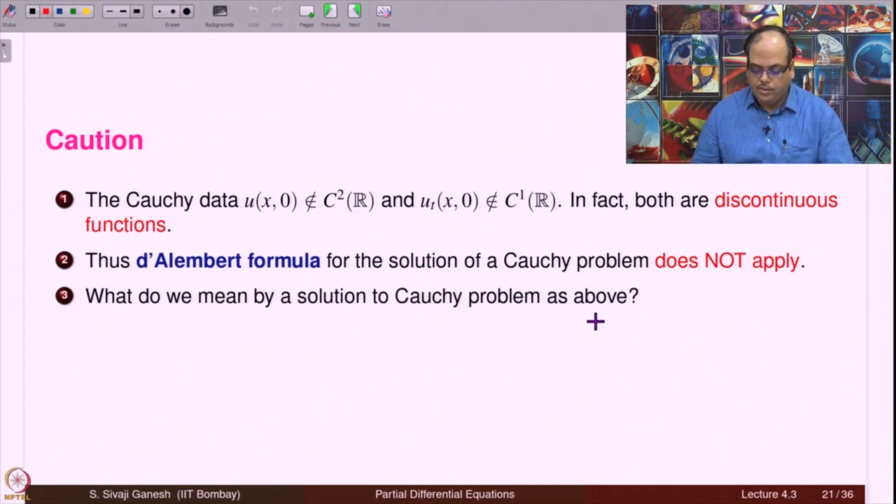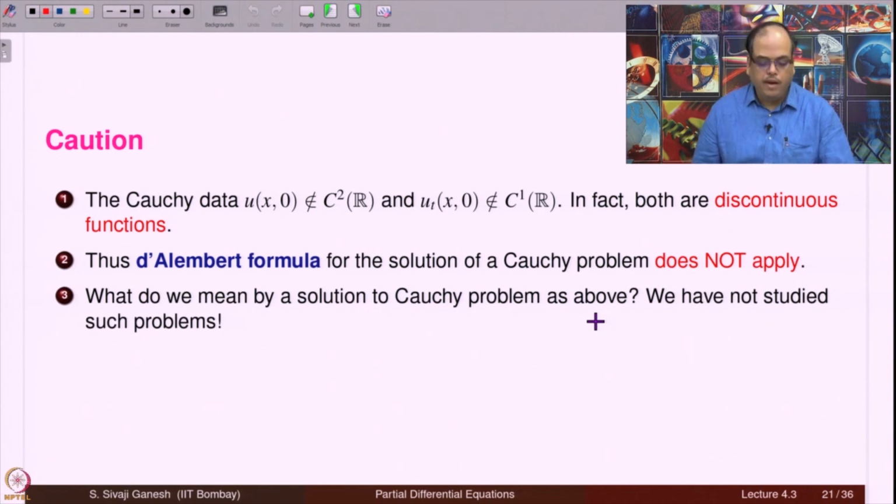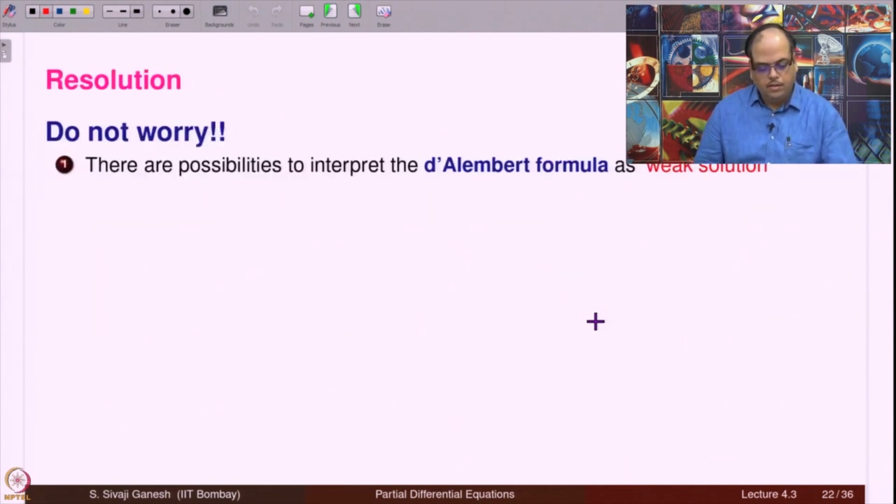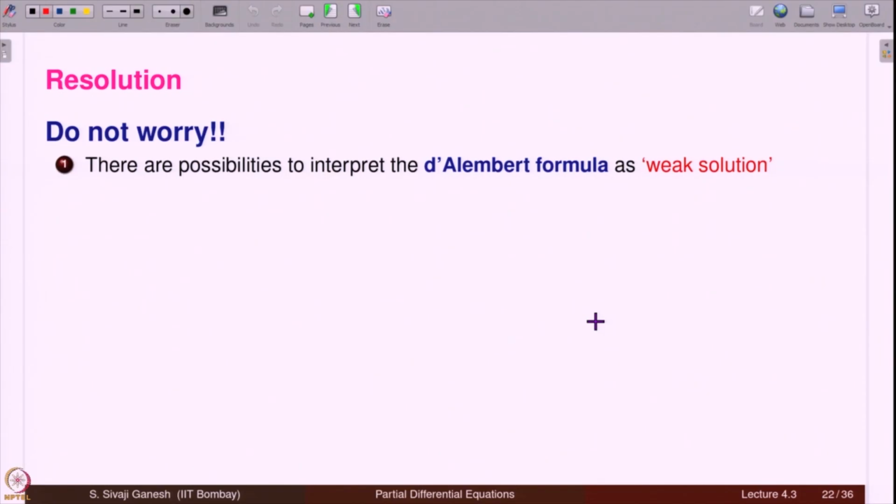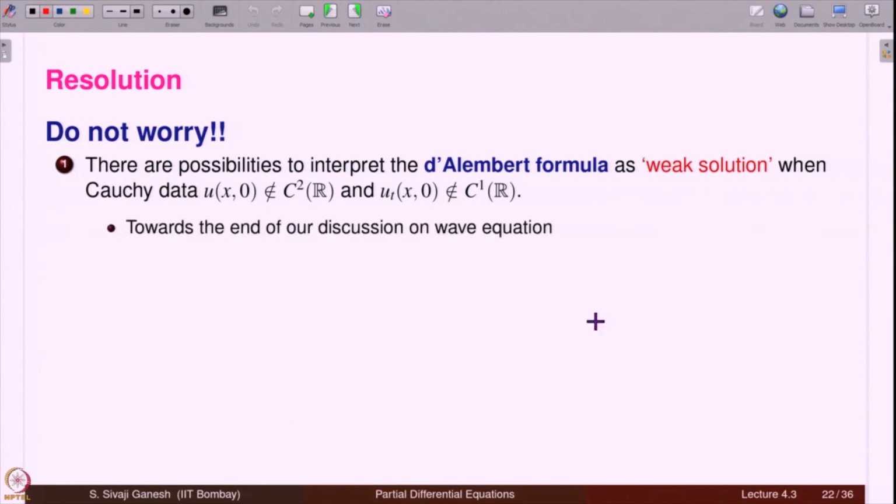So, what do we mean by a solution to the Cauchy problem as above when the Cauchy data is discontinuous, for example, as here? We have not studied such problems, do not give up, do not worry. There are possibilities to interpret the D'Alembert formula as a weak solution when Cauchy data is not smooth as required. Towards the end of our discussion on the wave equation, we discussed some notions of weak solutions. So, do not worry, there is some way to interpret this as a solution. So, go ahead and compute.